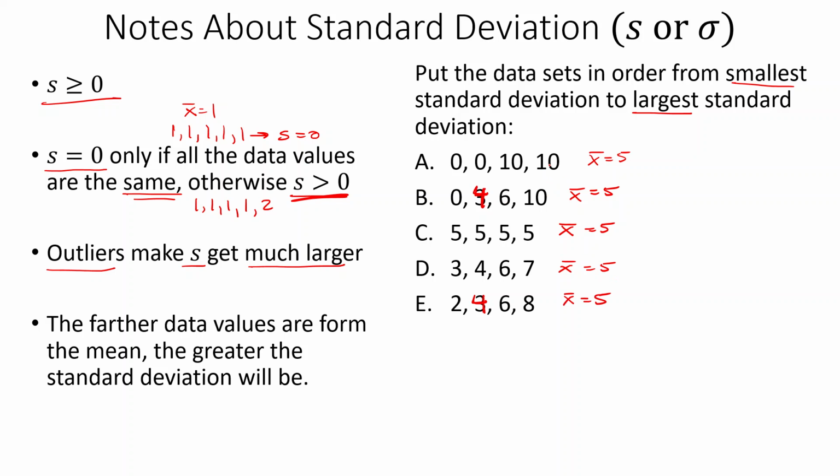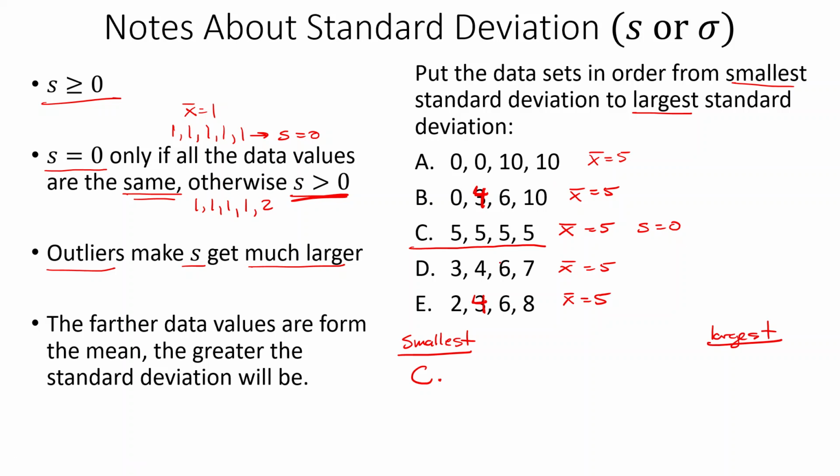All right, so now which one has the greatest, which one has the smallest? The smallest is, all the numbers are the same here. So this guy has a standard deviation equal to 0. So C is definitely the smallest. So I'm going to start with the smallest, and that will be C. And let's see, the other end will be the largest.